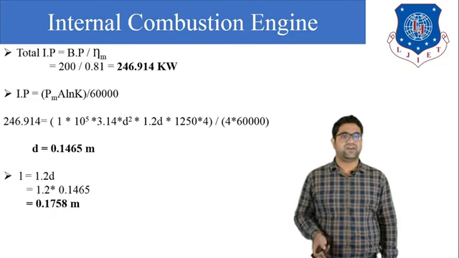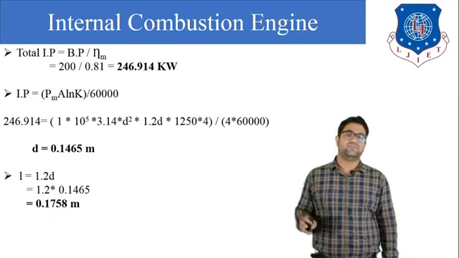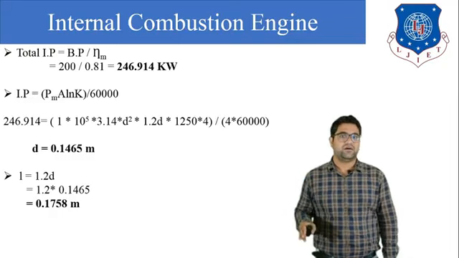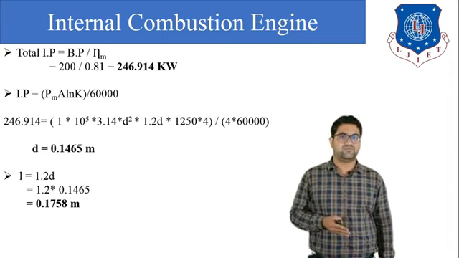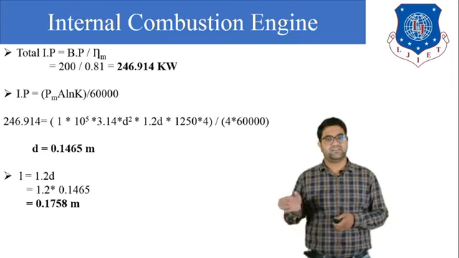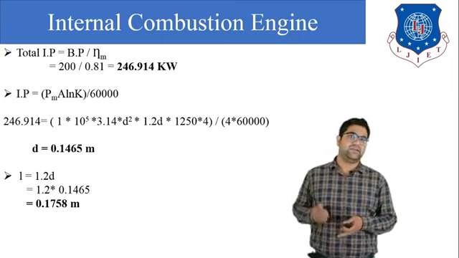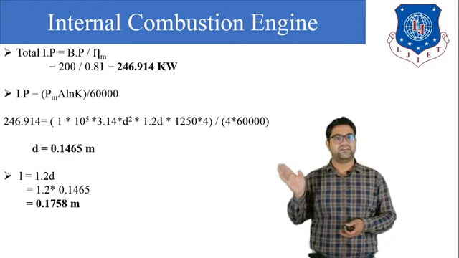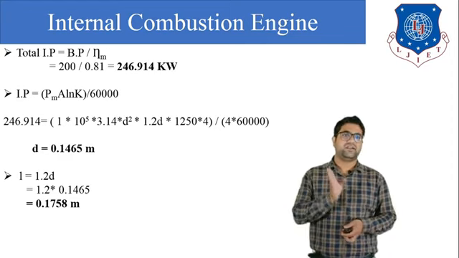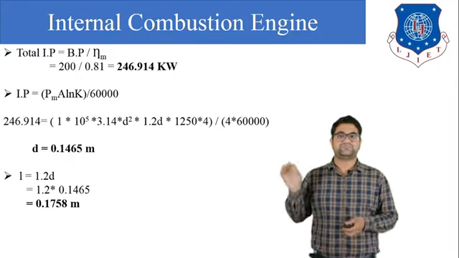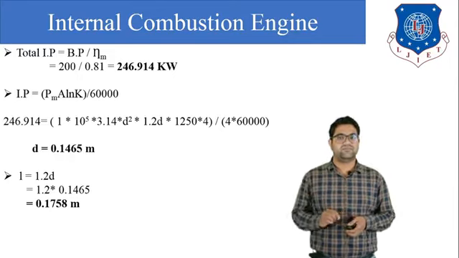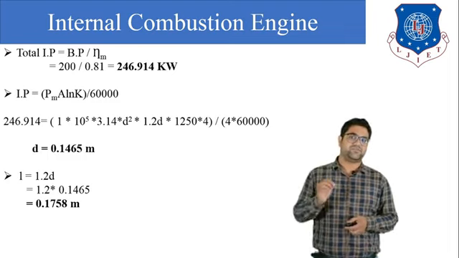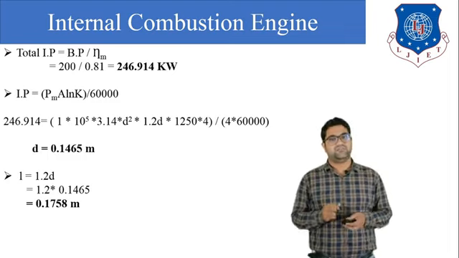Now next we have to find the stroke length. We know the relation between the diameter and the stroke length, that is L by D equals 1.2. This data is already given in the example. So we can write L by D equals 1.2, so that L equals 1.2 D. So here you can write 1.2 into 0.1465. So you can write L equals 0.1758 meter.